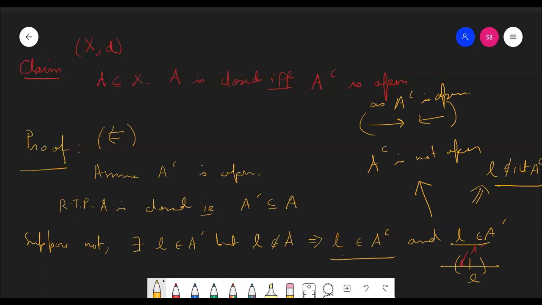So similar proof for the reverse direction also. So we have proved that A is closed if and only if A complement is open. So this is a very strong thing to say. Given any metric space (X, d) and any subset A in X, we can say about the openness or closedness of a set if we know the openness or closedness of its complement. Okay, so that's it. So this was more or less a discussion on open and closed sets, including the discussion on interior and limit points. These are very important things in a metric space.